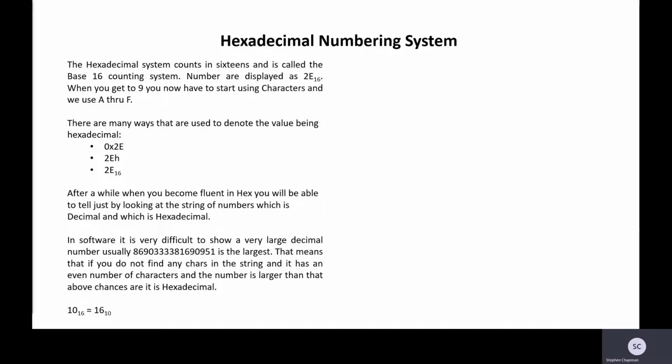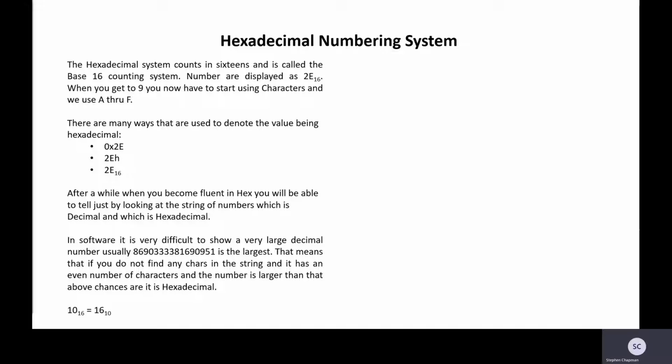Hexadecimal system. In the hexadecimal system, we count in 16s. How on earth can that be possible? We only have 9 numbers. Well, after 9, they start using characters from the Latin alphabet, A through to F. So we would have a number, as we can see here, 2E base 16. It means this is a hexadecimal number. There are other ways of displaying these. We can write 0x2E, 2E with a small h, or 2E base 16.